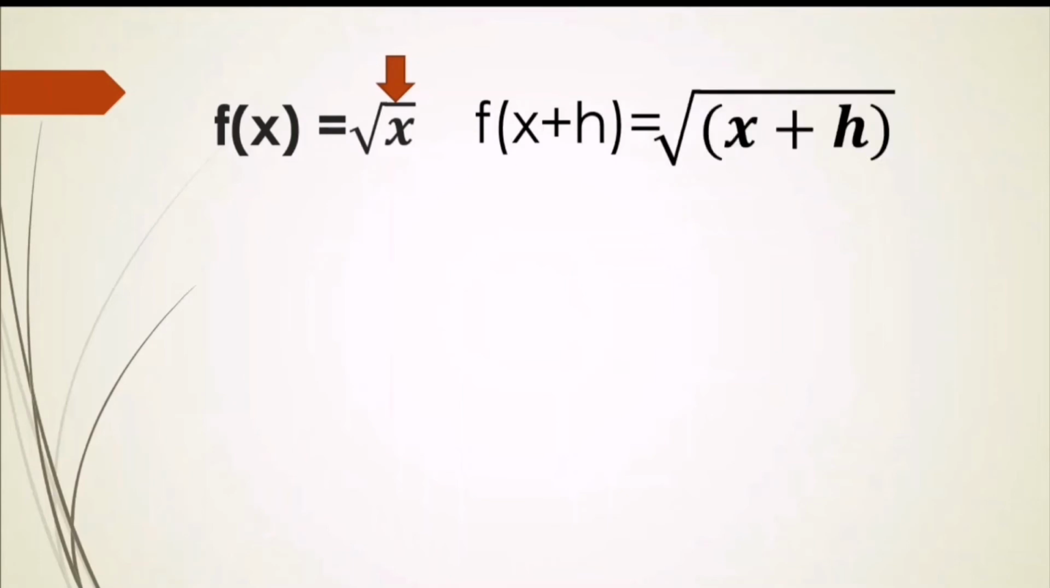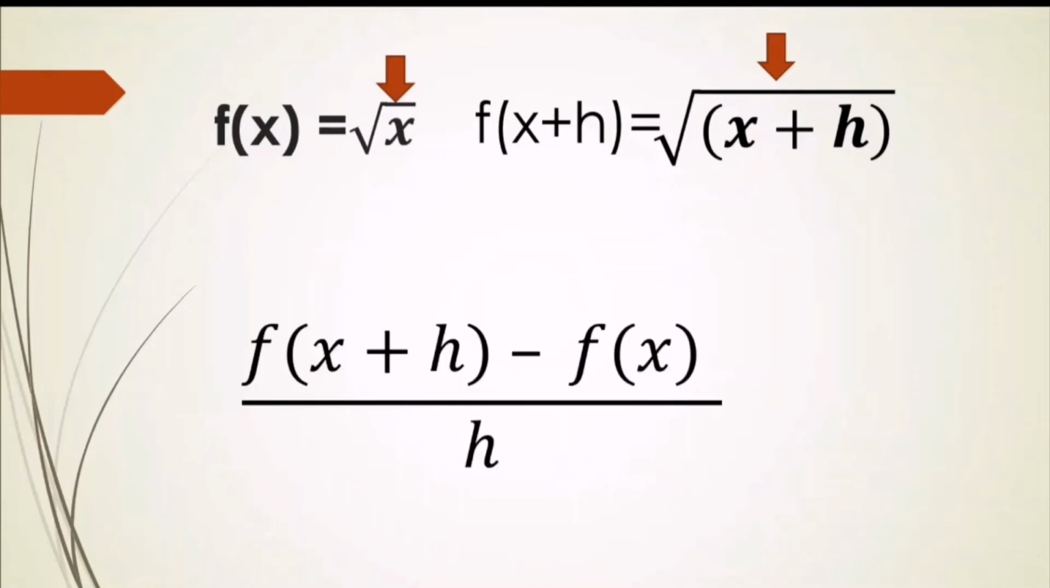The function f of x is equals to square root of x. The first thing that we need to do is to evaluate the f of x plus h of the function. So the first thing that we need to do is to substitute the value of x into x plus h. That is why we have square root of x plus h. And then after that, we follow the formula. So what is the formula? So this is the formula that we need to follow.